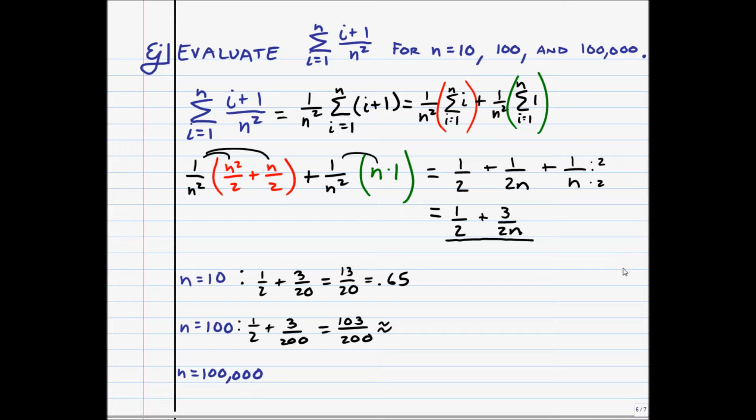This pen is something else. I don't have this problem in school. There we go. 0.515. And then last but not least, 1/2 plus 3 over 200,000. At this point, I'm not going to do a whole lot. Obviously, this is equal to 100,003 over 200,000. And I'm just going to say that's pretty close to 0.500 something, to say 3 significant figures. So there we go, we evaluated it.